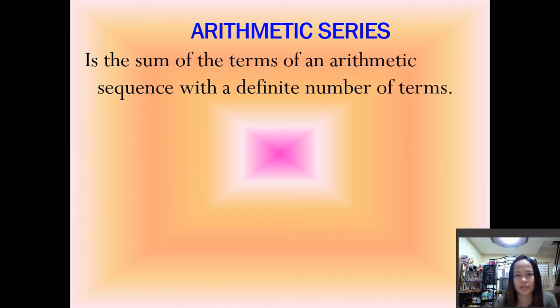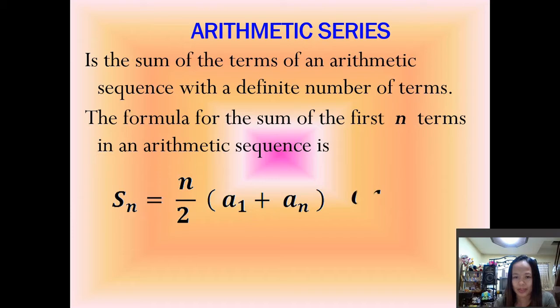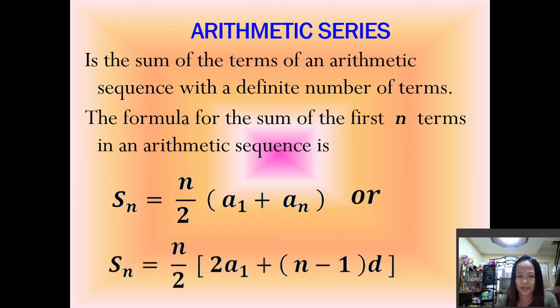This is the sum of the terms of an arithmetic sequence with a definite number of terms. And the formula for the sum of the first n terms in an arithmetic sequence is given by this formula. S sub n is equal to n divided by 2 times quantity, first term plus the n-th term. Or, we can also use this formula. S sub n, or sum of n terms, is equal to n divided by 2 times quantity twice the first term plus quantity n minus 1 times d.